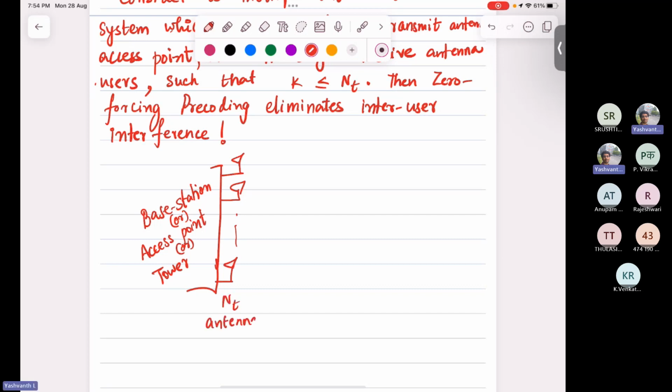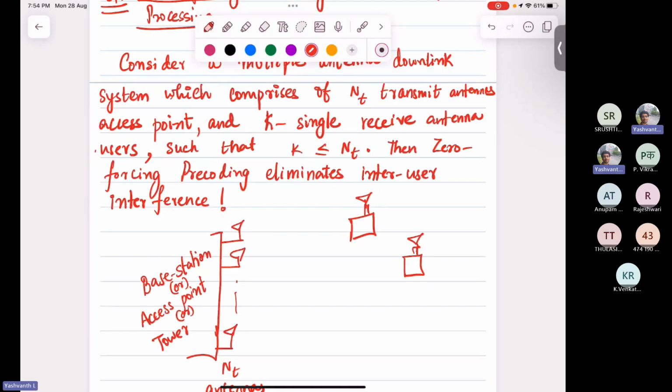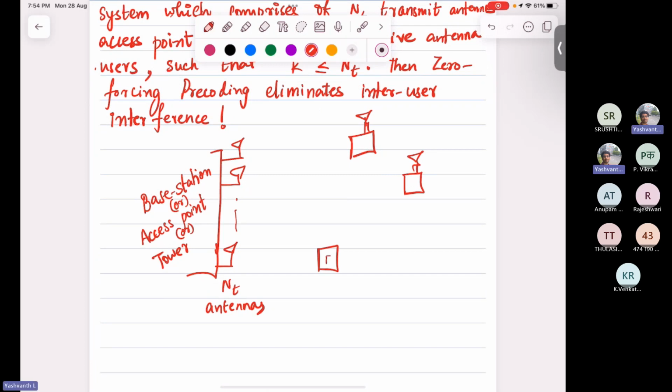I have several users. There are K users in the system, all of them with only one antenna. That's what I told, K single receive antenna users. This is UE. UE means user equipment, or the user itself. UE1, UE2, UE3, and so on till, let's say, UEK. There are K users.